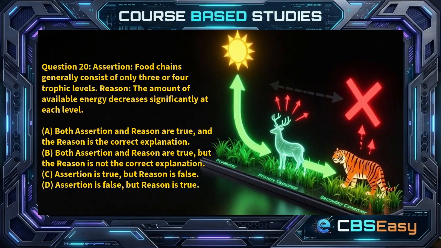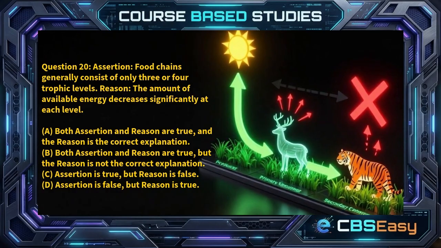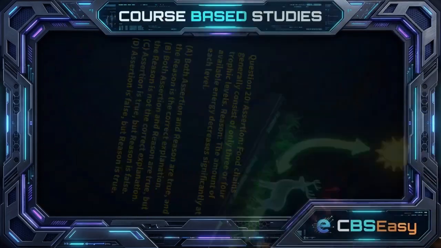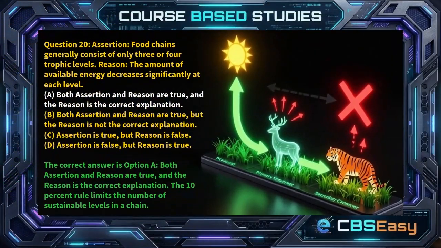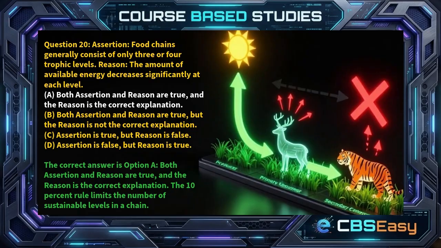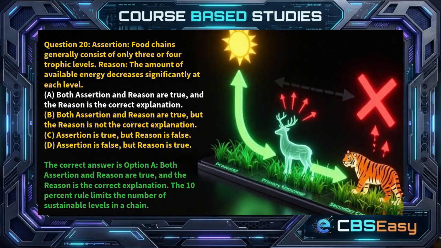Reason. The amount of available energy decreases significantly at each level. The correct answer is option A. Both assertion and reason are true, and the reason is the correct explanation. The 10% rule limits the number of sustainable levels in a chain.